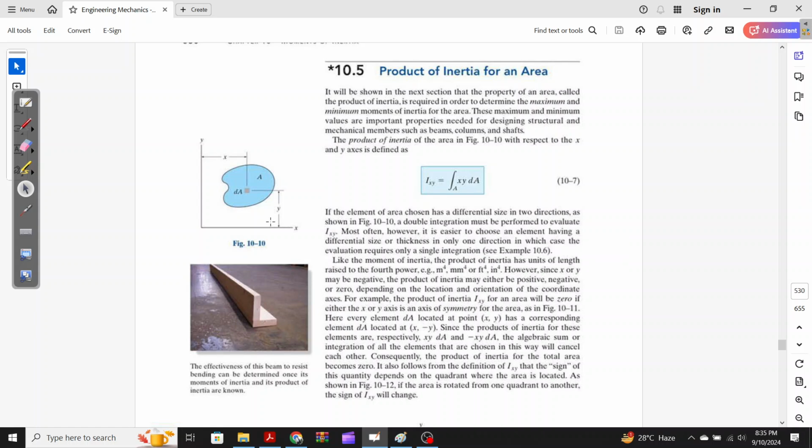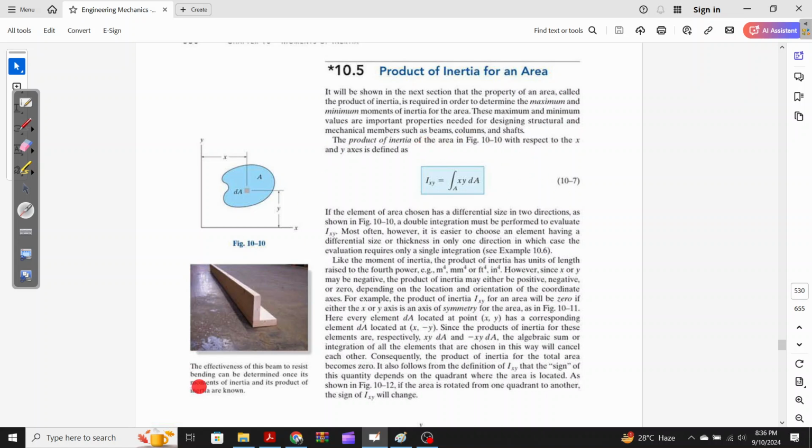The product moment of area is a very important geometrical quantity. Its symbols are different from the second moment of area, but the units are very similar. The product moment of area helps us in calculating the maximum and minimum moments of inertia of the area. These maximum and minimum values are important properties for designing structural and mechanical members such as beams, columns and shafts. So it is very important to calculate.